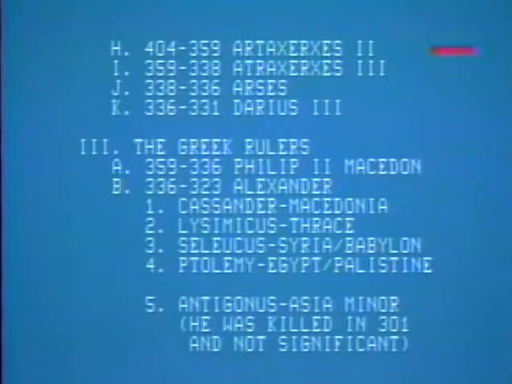Then we have from 424 to 404, Darius the Second. And then we have 404 to 359, Artaxerxes the Second. And 359 to 338, Artaxerxes the Third. And beyond that, I don't need to go. We're moving into the Greek period, Philip of Macedon and Alexander the Great, and then his death and the four generals. But that's another story. That's known as the inter-biblical period, and we'll cover that in a special introduction at a different time.